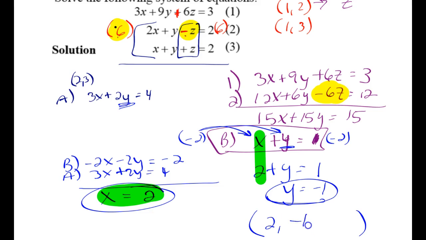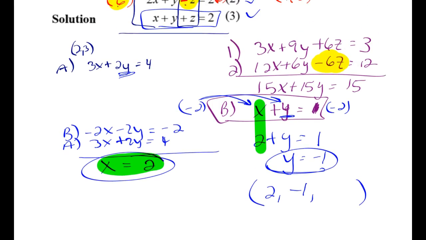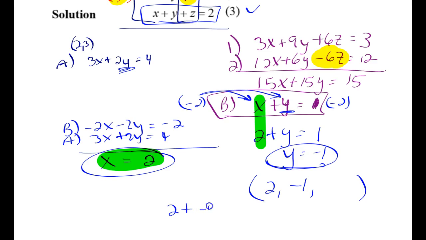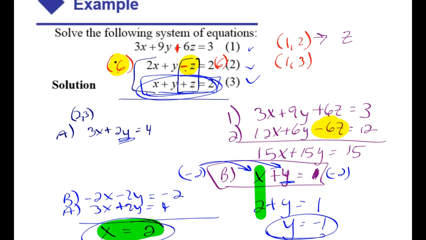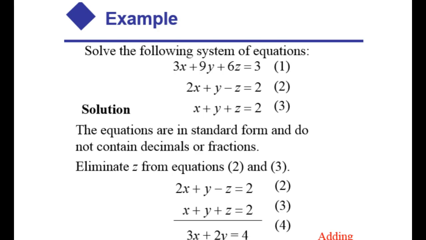I've got an x value, I've got a y value, and all I need is a z, and you can find z by plugging into any one of the equations. I'm going to choose the third equation because, again, the sum is 2. So I know that 2 plus negative 1 plus the z better add up to 2. So 1 plus z equals 2. If I subtract off 1, z turns out to be 1. Since I solved for that last answer with equation 3, I would check that solution with either 1 or 2, or even both would be good.